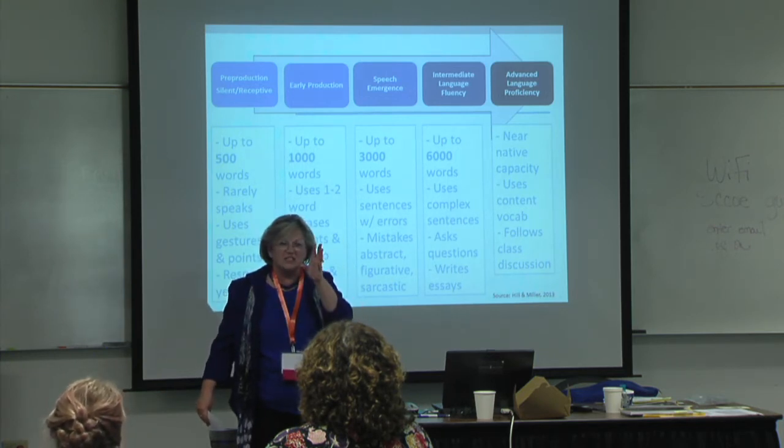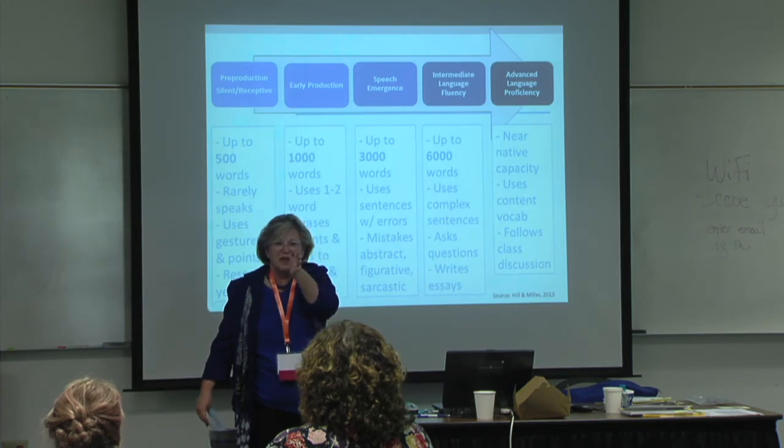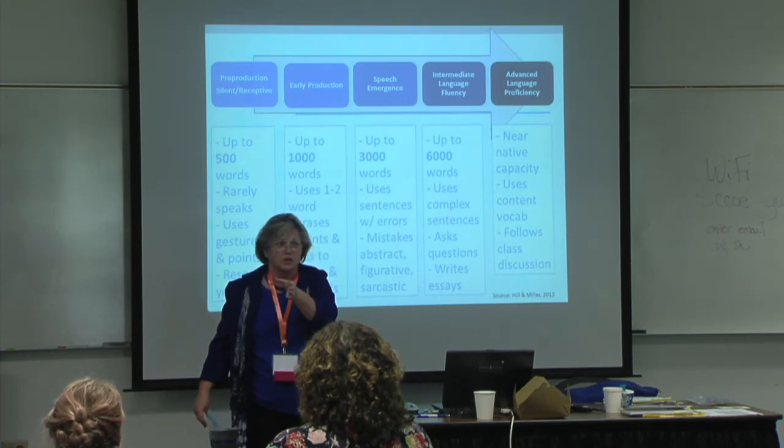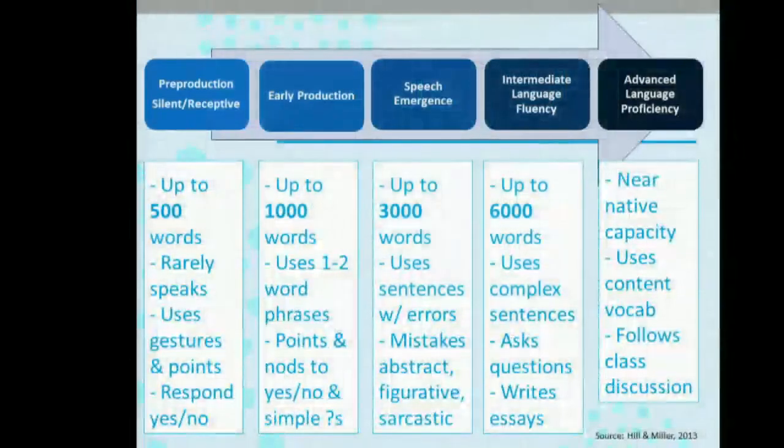When they finally get to speech emergence, and this might take 2 years for some kids, then they're able to use some sentences. They've tripled the number of words that they know, and yet they're still making mistakes in their grammar. It's not perfect. And they have difficulty, just like many of our 7-year-olds have difficulty with abstract and figurative language. They're not there yet. Sarcasm really doesn't work for them quite well. So that's important to keep in mind.